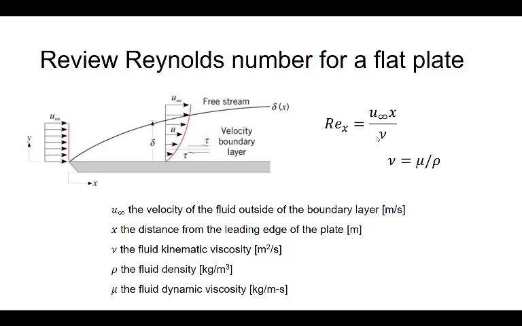The film temperature is the average temperature between the fluid in the free stream and the fluid at the surface of the plate, whatever the plate temperature is. When we substitute in the definition for the fluid kinematic viscosity, we can also see that the Reynolds number is calculated as the product of the density, free stream velocity, and the distance from the leading edge of the plate x divided by the fluid dynamic viscosity mu.